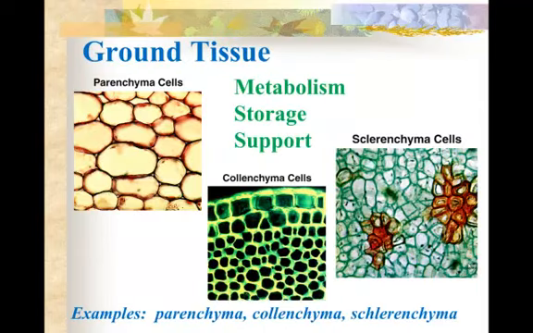Ground tissue is most of probably what a plant part is made up of. And it has different functions. One function is metabolism, another function is storage, and another function is support. And these are all the enchymas. So think of the enchymas as being the ground tissue. There's parenchyma, collenchyma, and sclerenchyma. And they are in the metabolism area, storage, and support.